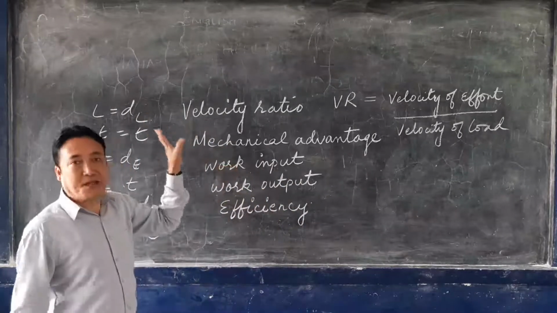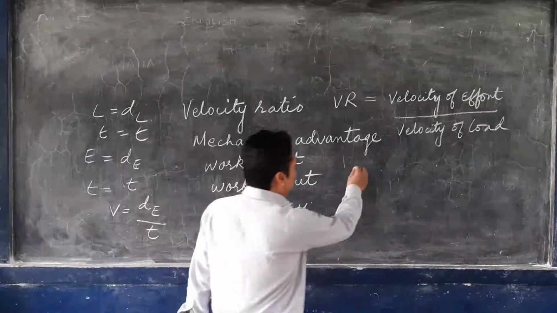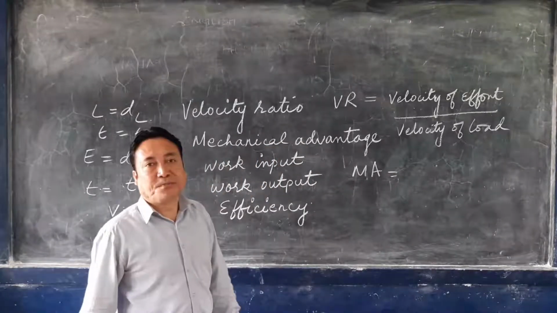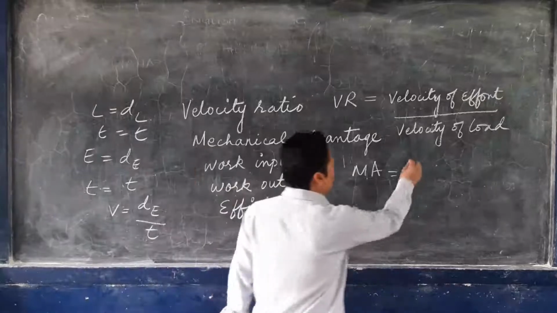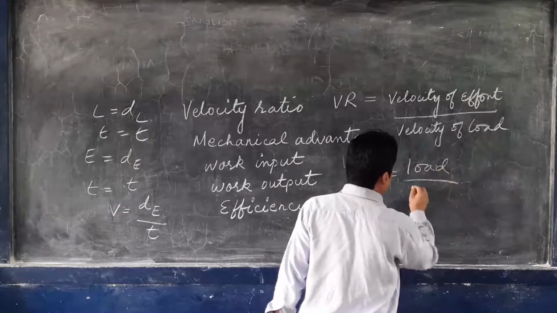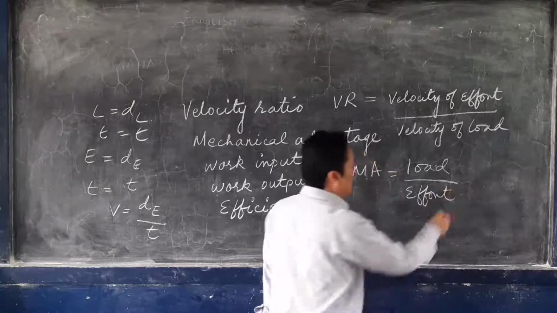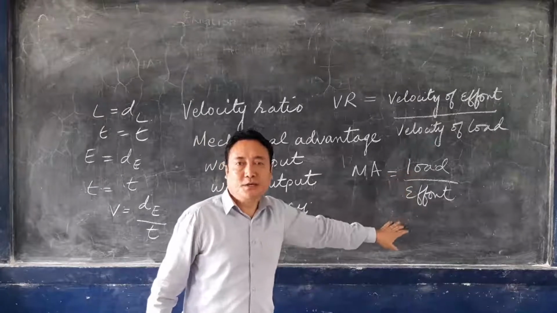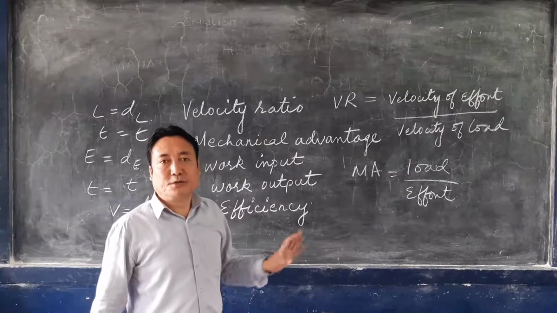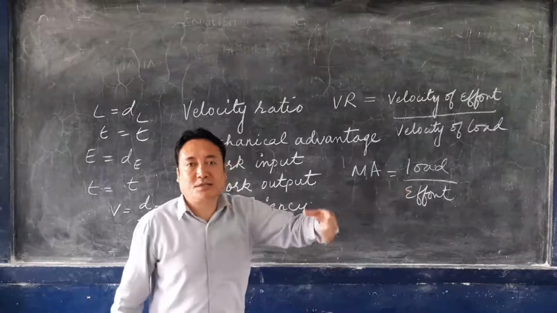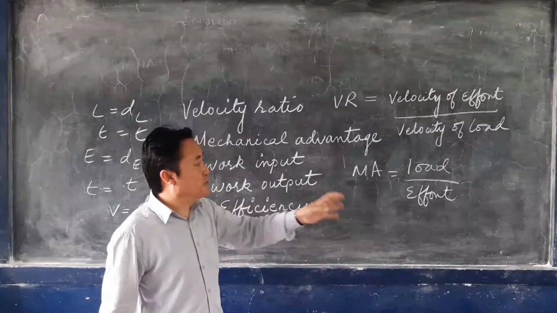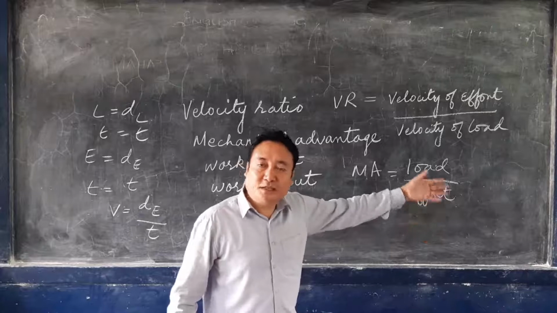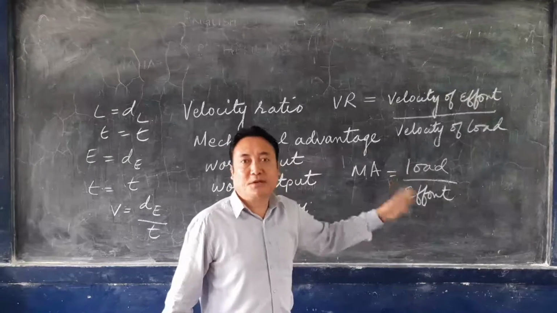So this is the first point. The second one is the mechanical advantage, which will be written as MA. MA is the abbreviation of mechanical advantage. Mechanical advantage equals load divided by effort. Mechanical advantage is defined as the ratio of the load to the effort. So this mechanical advantage also does not have any unit, since it is a ratio of two similar physical quantities. Ratio means load divided by effort is the fraction.